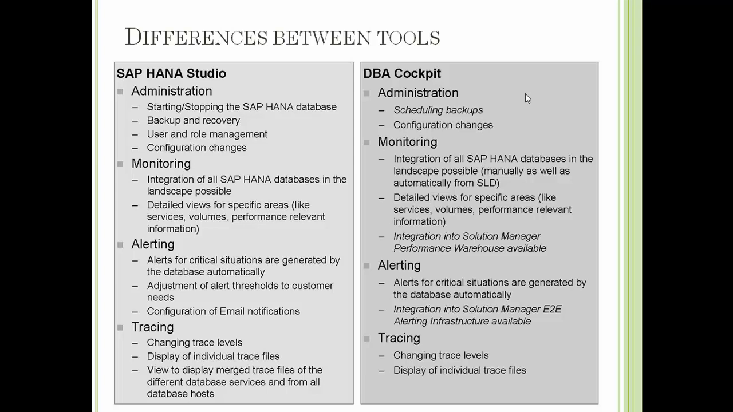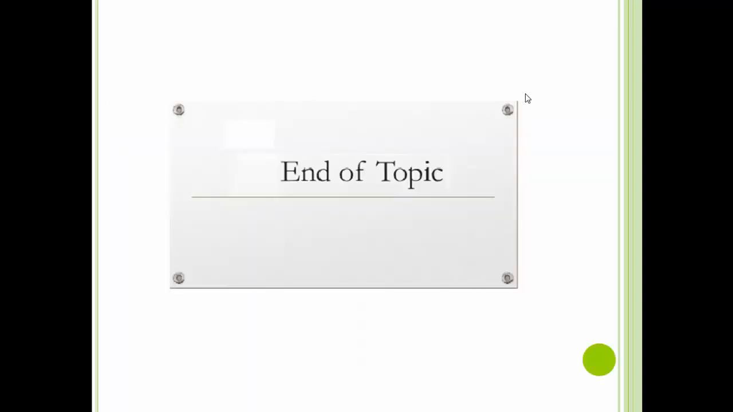Whereas HANA Studio offers certain other functionalities like email notifications, and you can merge the trace files and display them in a single file, which is not available in DBA Cockpit. And user role management is not available in DBA Cockpit but available in HANA Studio. So this stands as the differences as of now, but going ahead we might see more development in DBA Cockpit and also in HANA Studio for helping the administrators do most of the admin and monitoring activities in either of the tools. So with this, we have come to the end of this topic.